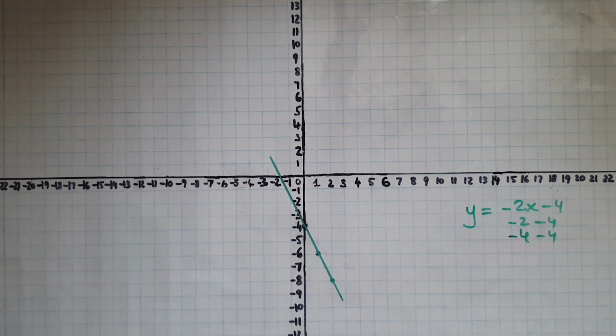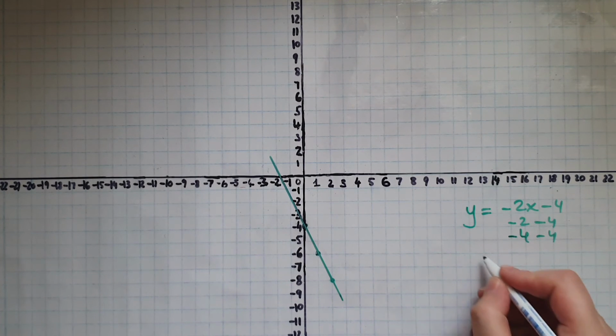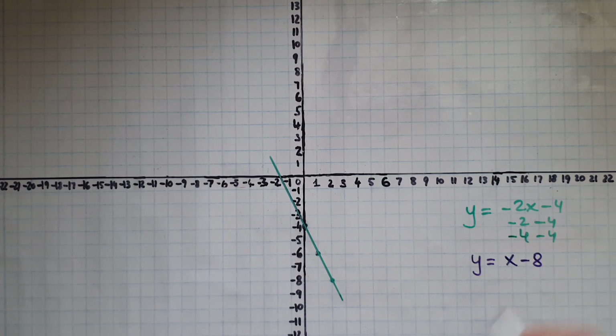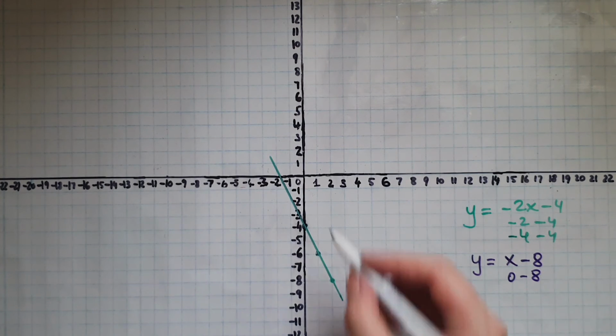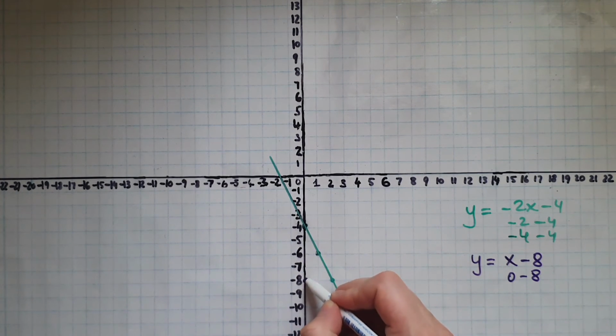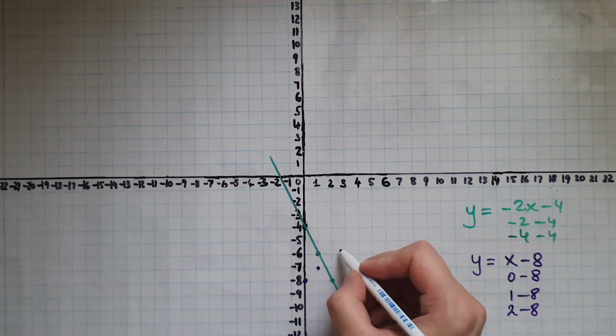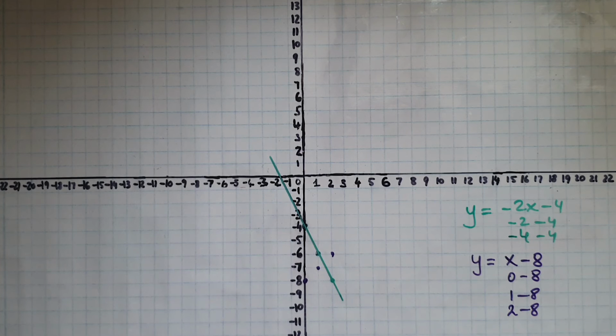And the other linear equation is y equals x take away 8. So when x is 0, y is going to be negative 8. When x is 1, y is going to be negative 7. And you can see the pattern. When x is 2, y is going to be negative 6.